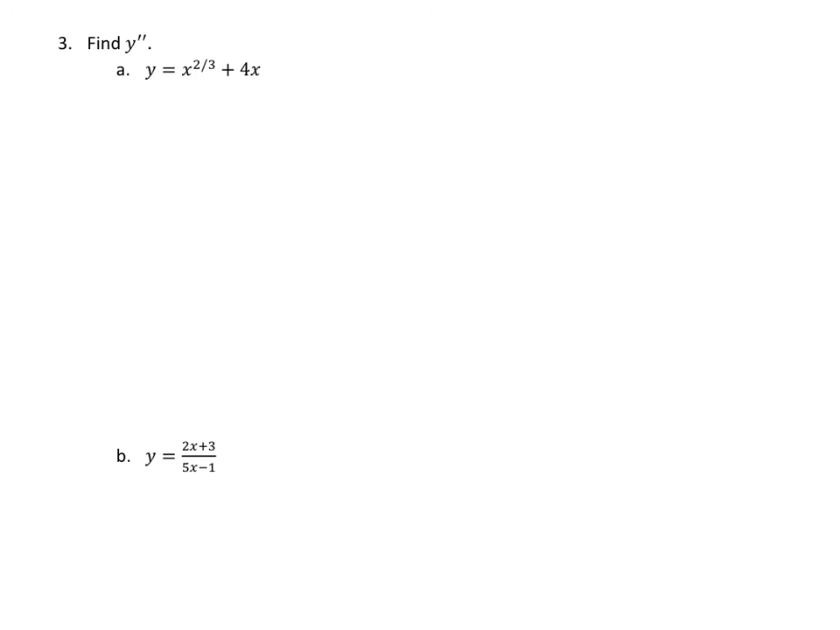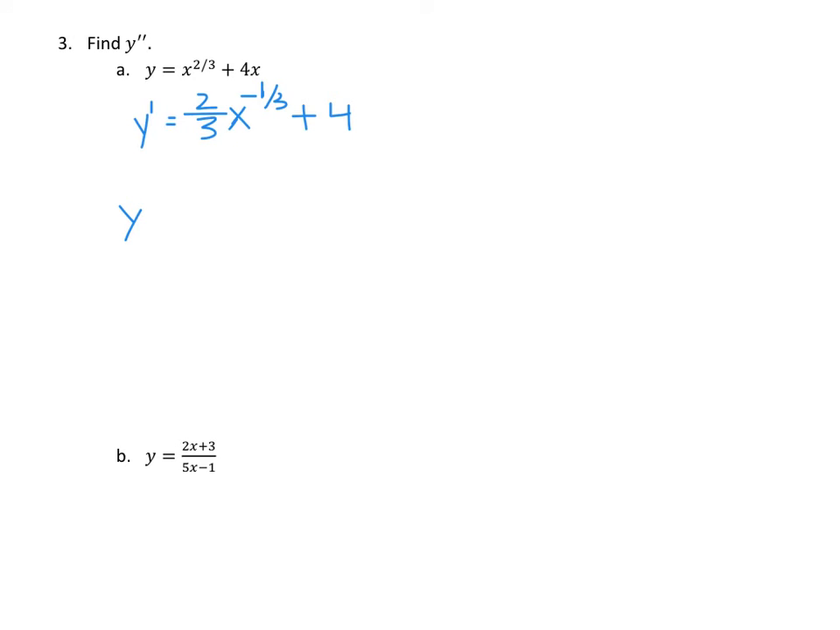Now we're asked to find y double prime. Once again, we're finding the second derivative. So we're going to begin by first finding the first derivative, y prime. Using the power rule, we bring the 2/3 out front, subtract 1 from the exponent to give us a negative 1/3 exponent. And then the next term, derivative of 4x, is 4.